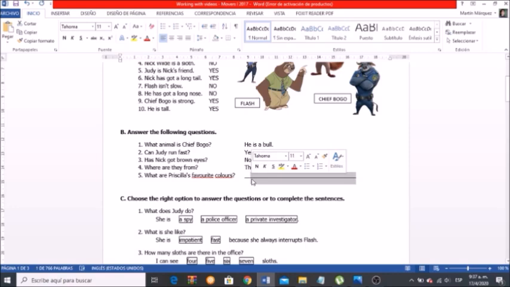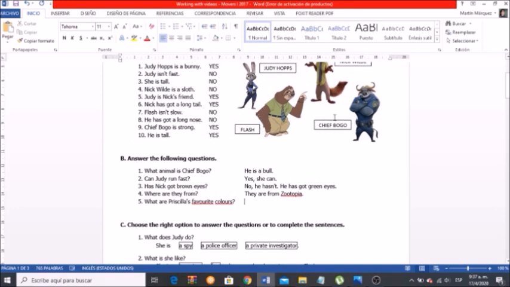What are Priscilla's favorite colors? Priscilla era... ¿Vieron el videíto? Que estaba Flash y también había otra sloth más. ¿Se acuerdan el color de la remera? ¿Y el color del pelo? ¿Cuál creen que era Priscilla's favorite color? Very good. So, Priscilla's favorite colors are... ¿Y se acuerdan? La remera era rosa, el pelo era como un violeta también. Entonces vamos a poner Priscilla's favorite colors are pink and purple.